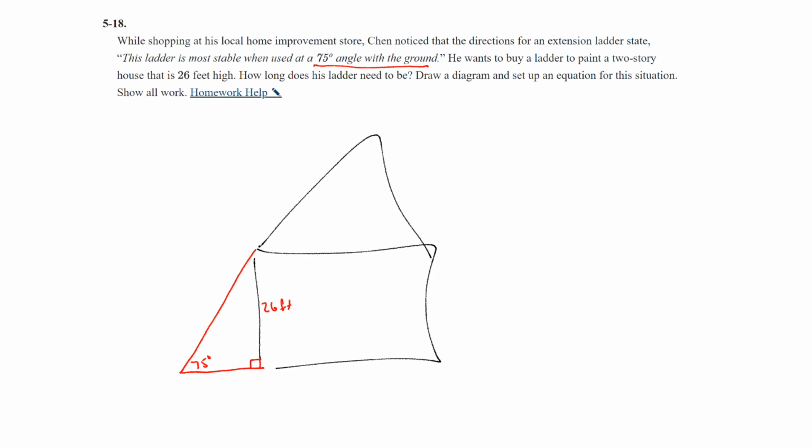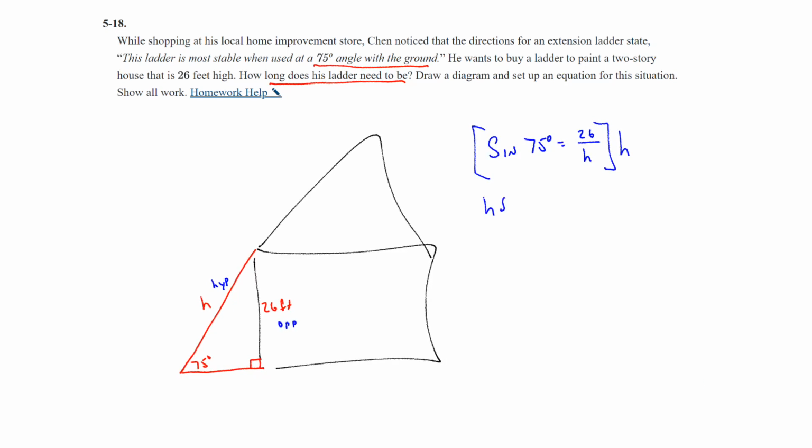So what we want to know is what the length of the ladder must be for him to be able to accomplish this task. And so if we have 75 degrees, the 26 represents the opposite side, and the h would represent the hypotenuse. So that means we could use sine of 75 degrees is equal to 26 over h. And then we just need to solve this equation.